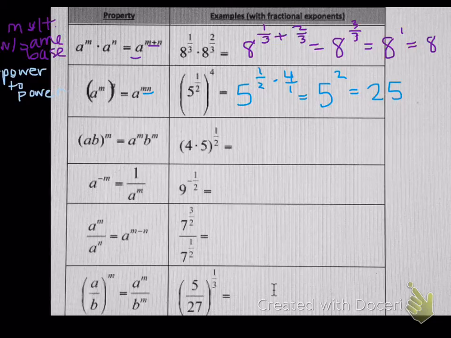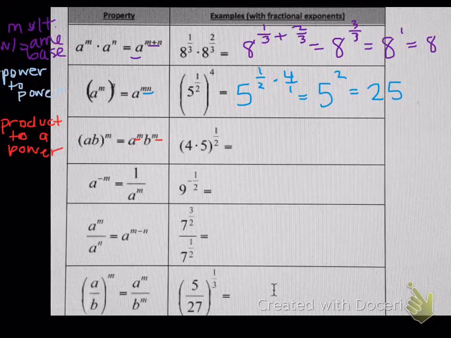The next one, we could call this a product raised to a power. So notice a and b is what our product is. a and b would signify two different bases. It could be a number and a variable or two different variables. And the whole quantity is raised to an exponent. And when I have that case, notice that they both get the exponent themselves.